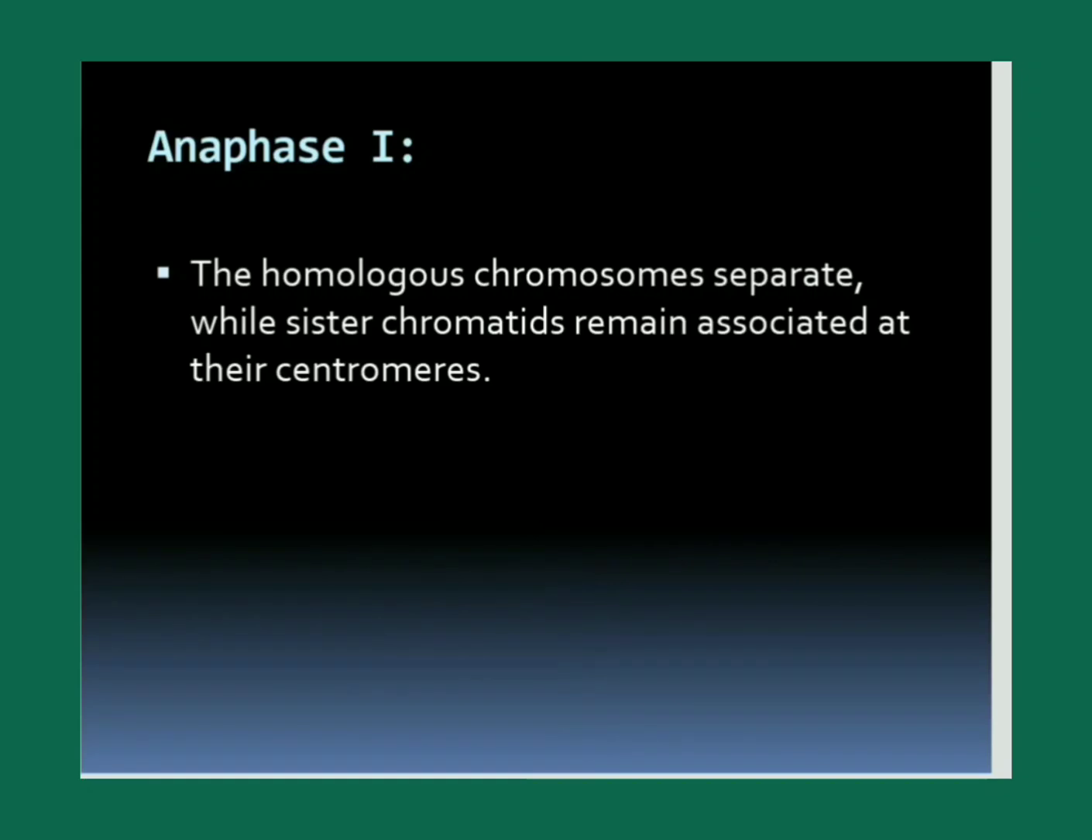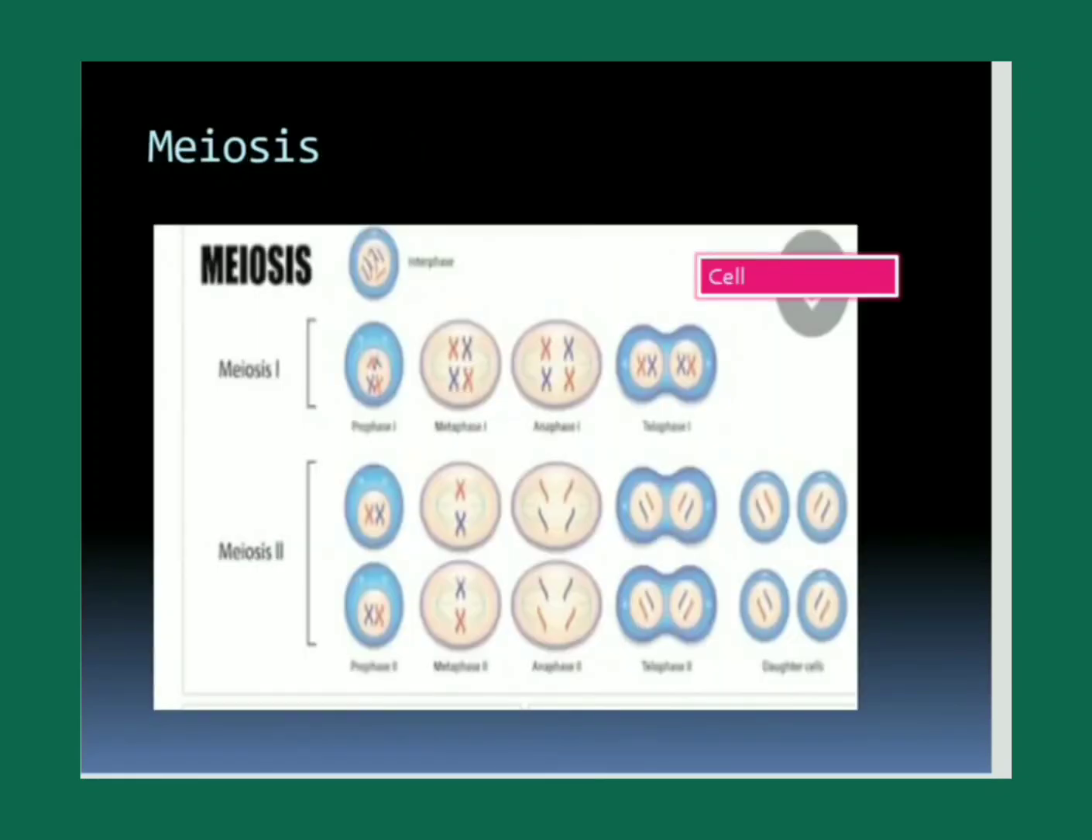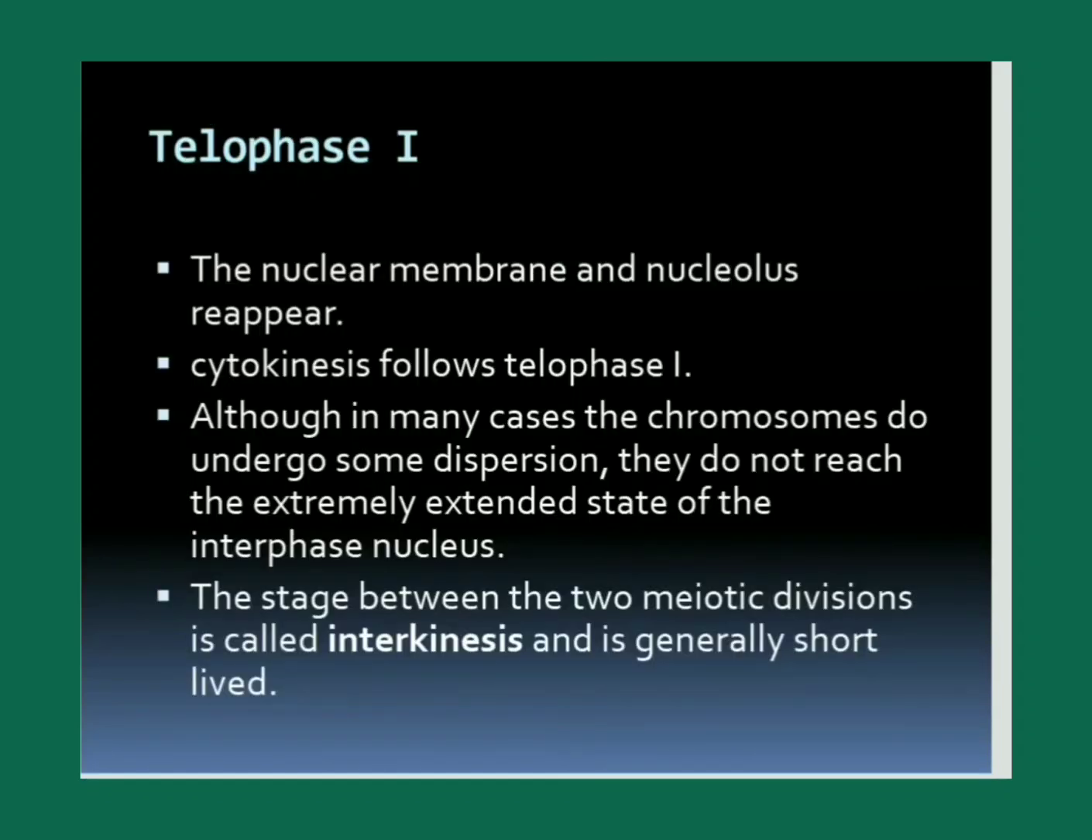Whereas in telophase, here you can see the prophase 1, and in the metaphase the homologous chromosomes, and in the anaphase they separate. After that, in telophase, the nuclear membrane and nucleolus will reappear. Cytokinesis follows telophase 1.